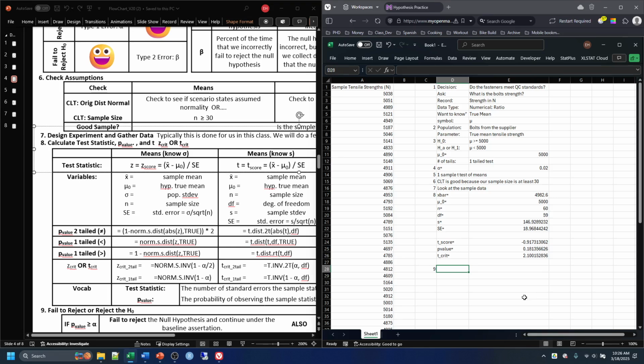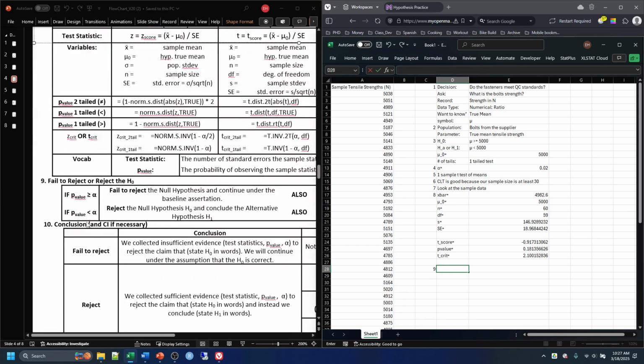We can look at our p-value, or we can just say, how do we want to do this? So step 9, if we look at this, it says, hey, if the p-value is greater than or equal to alpha, we're going to fail to reject. If the p-value is less than alpha, we're going to reject.